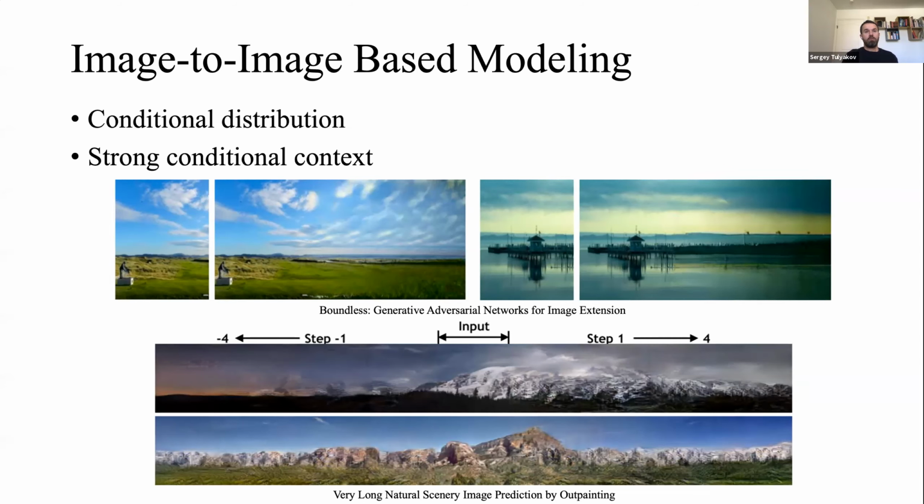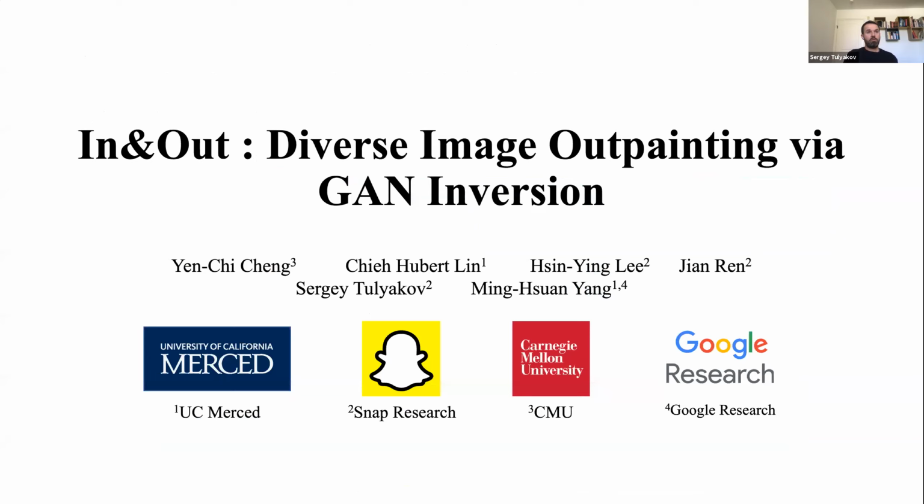And here comes the first work that I wanted to talk about today. Maybe some of you had In-and-Out for lunch. So In-and-Out actually here means that we perform outpainting, which is out, with inversion, which is in, and therefore we do in and out. And in this work, we focus on diverse image outpainting.